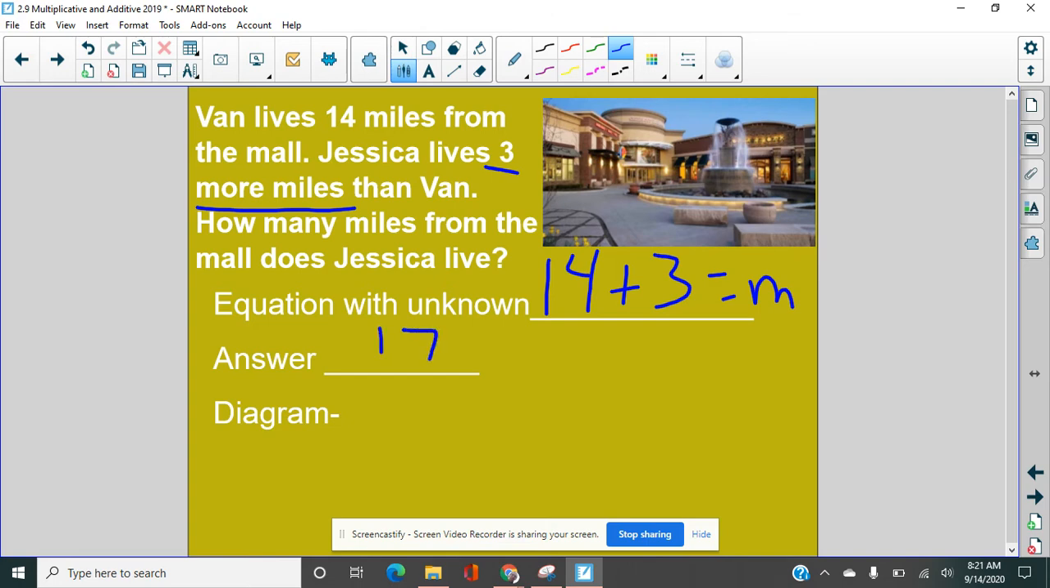If we wanted to show that with a diagram, we could start with Vaughn's 14. And now we wouldn't draw 3 of these. This is Vaughn. This is Jessica. She would have 14 and then just three more, right? Not three groups of 14, but just three more to equal 17.